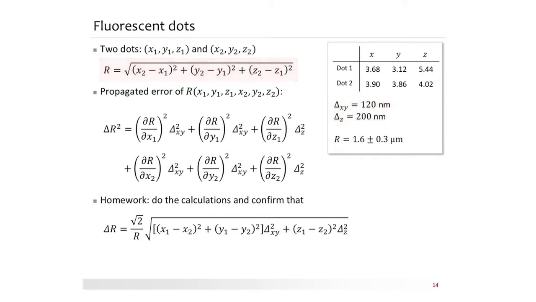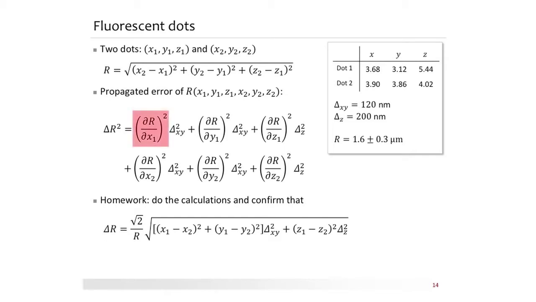Now, I can use these propagation equations if you see that r is a function of 6 variables. So it's not 1, it's not 2, it's 6. It's a little bit more complicated. So you have to use this full formula. Actually, it's simpler than it looks.